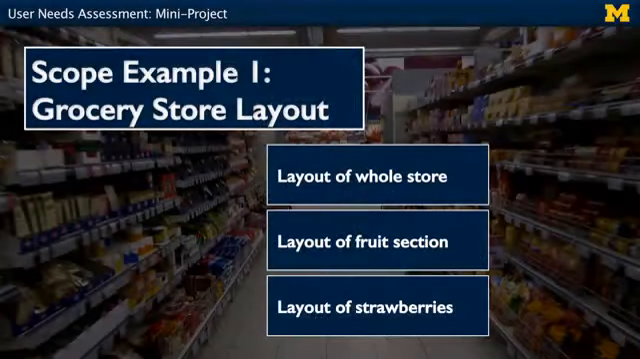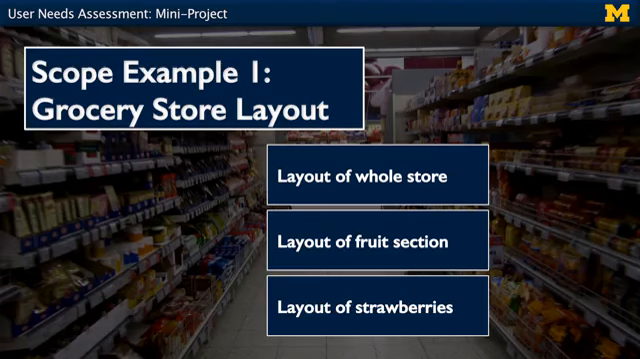So let me give you an example of some of the different things that you could use. Consider, for example, a grocery store layout. Grocery store chains spend a lot of time trying to figure out where to put different products, and sometimes they're interested in understanding how users actually respond to those layouts. Now, you could consider the layout of the entire store, where the dairy products are, where the fruit is, where the cereal is, and so on, but that's a pretty large project to undertake.